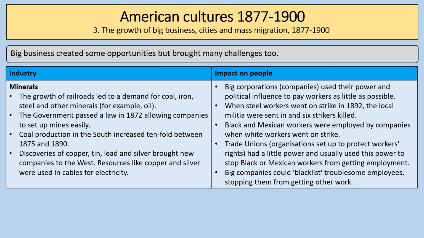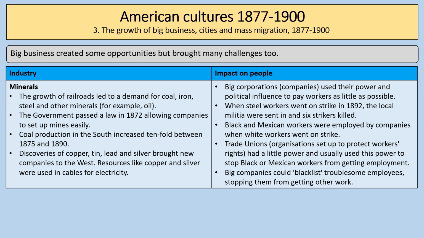Other industries, minerals. The growth of the railroads led to a huge demand for coal, iron, steel, and other minerals such as oil. The government passed a law in 1872 allowing companies to set up mines more easily. Coal production in the South increased tenfold between 1875 and 1890, and discoveries of copper, tin, lead, and silver brought new companies to the West. Resources like copper and silver were used in cables for electricity.